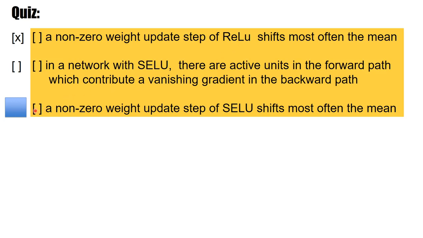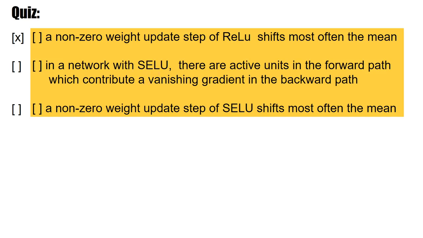Third claim: a non-zero weight update step of CELU shifts most often the mean. If you think that this is true, raise your hand. And this is not true. So the CELU solves the problem that the ReLU has, without getting in the problem that you might get with a hyperbolic tangent.